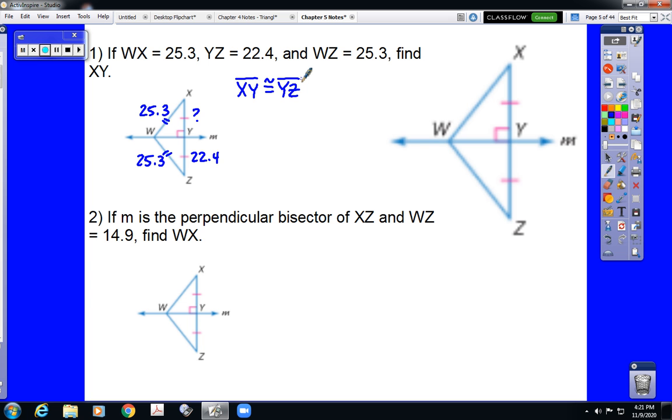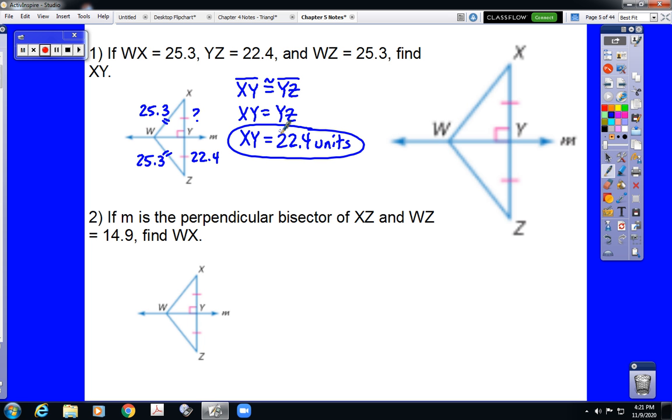Now it's also enough that they're both marked. So XY must equal YZ, which means that XY, which is what we're trying to find, is 22.4 units. Again, it's a relatively simple question. Please don't confuse yourself into thinking it's harder than it is.